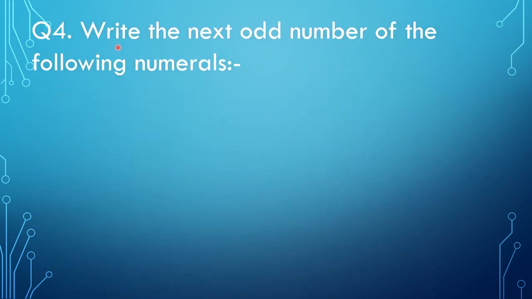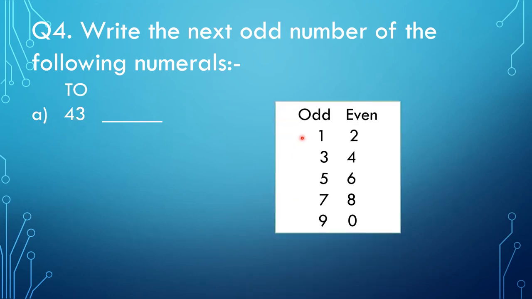Now in question number 4, write the next odd number of the following numerals. Now here we have to write the odd number. So here it is given in A part 43. First of all, we will write places, ones and tens. Now we will make table, odd even. Always you have to make table like this only. हमेशा आपने इसी तरह से ही टेबल बनानी है when you have to write odd even numbers. Okay, always starting from odd number.